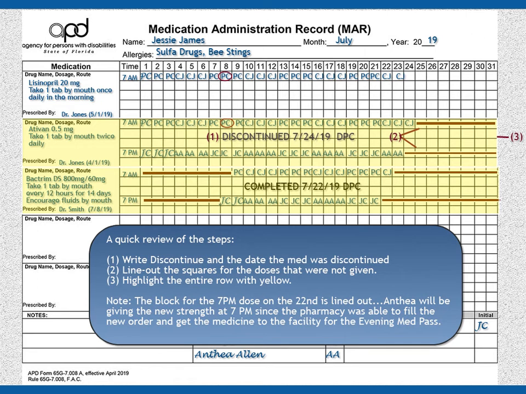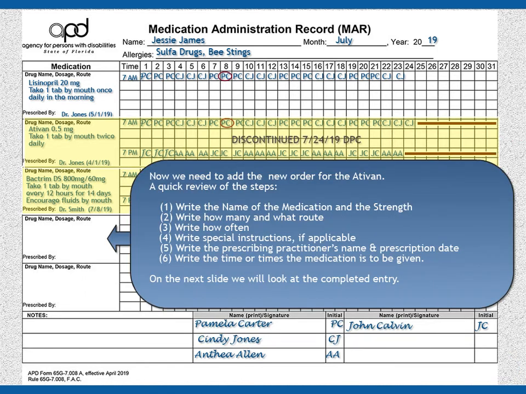Note, the block for the 7 p.m. on the 22nd is not lined out. Anthea will be giving the new strength at 7 p.m. since the pharmacy was able to fill the new order and get the medication to the facility for the evening med pass. Now we need to add the new order for the Ativan.